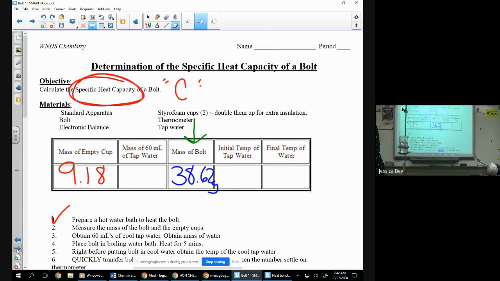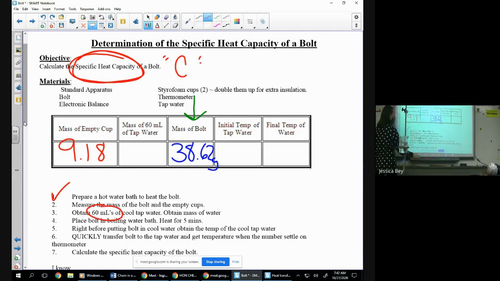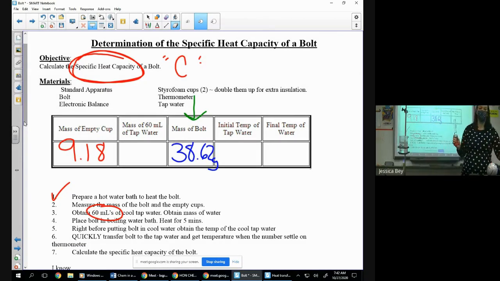Then I'm going to get 60 mils of tap water here. And it doesn't have to be super exact because we're going to take the actual mass of it, so that's good. Boom. Obtain 60 mils of cool tap water. And then I want the mass of this tap water. So what I want you to think about, maybe those of you at home can't see this. So I know the mass of the cups, correct? And when I pour this water in here, now I have the mass of this is, oh, well, get out of town.